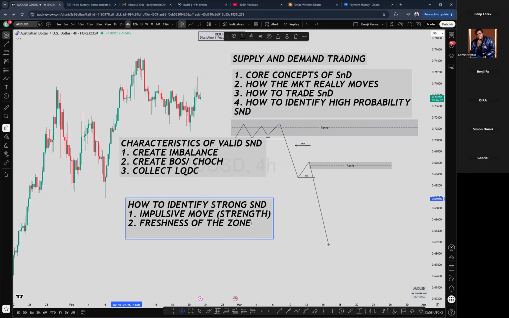And also another thing, time spent at the base. Time spent at the base. So this is also a very important concept.